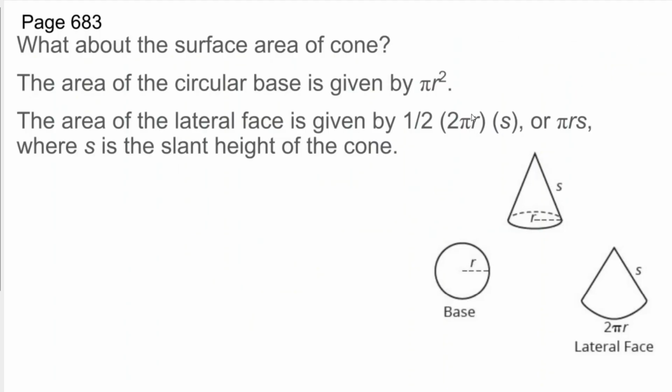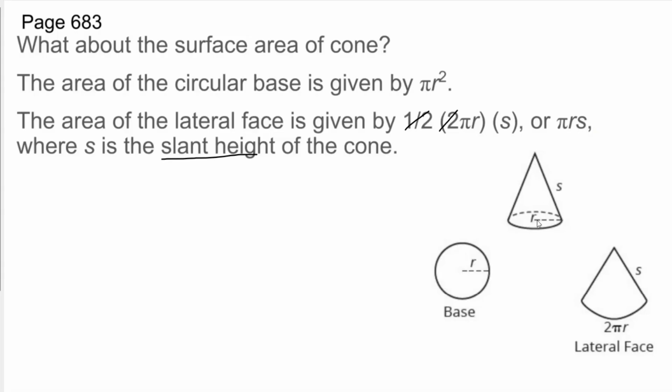Moving on to some different shapes. Now, what about the surface area of a cone? Well, the equation is given by the area of a circular base, which is pi r squared. But what about the lateral face? You're just going to need to remember that it is 1/2 times 2 pi r times s, where s is the slant height. Now this simplifies down to just pi r times the slant height.